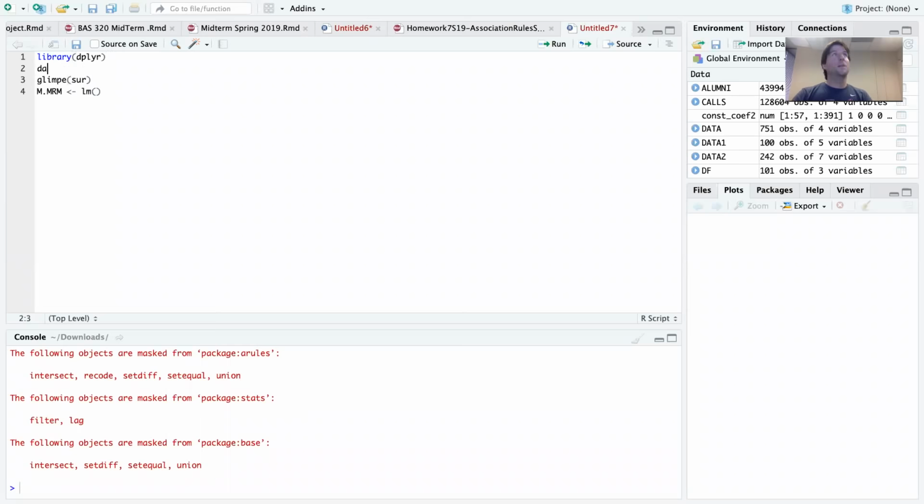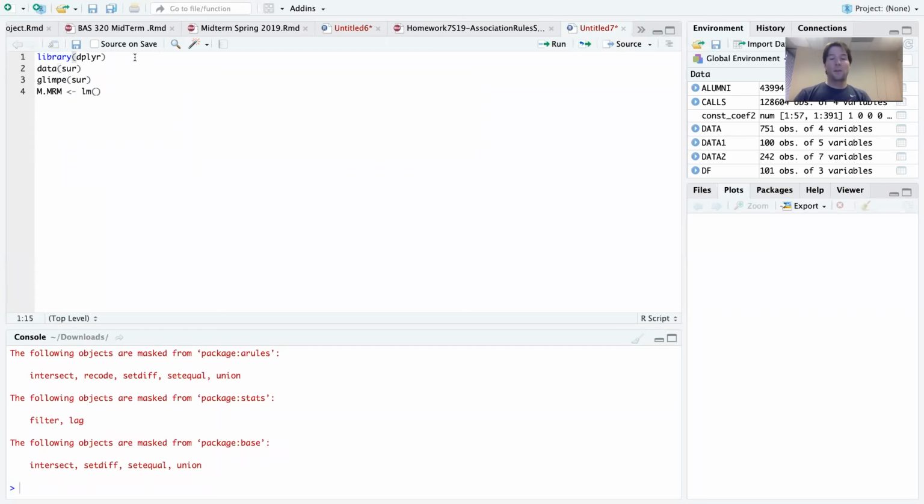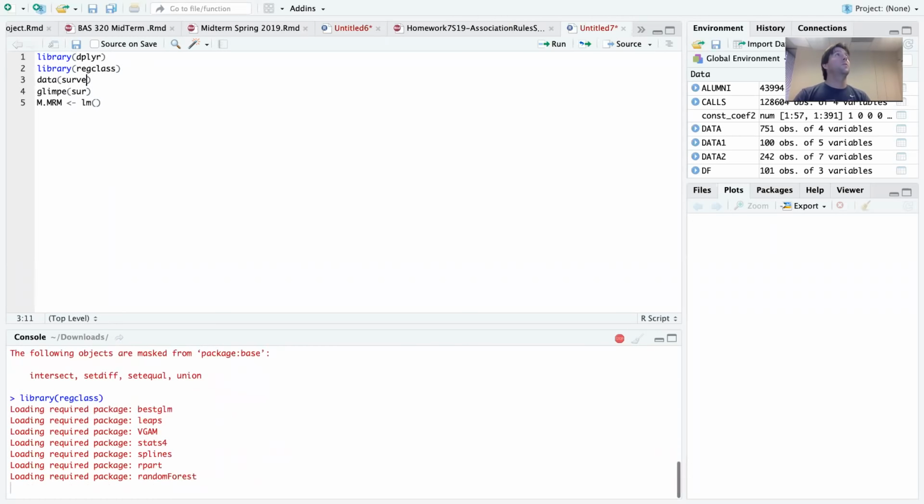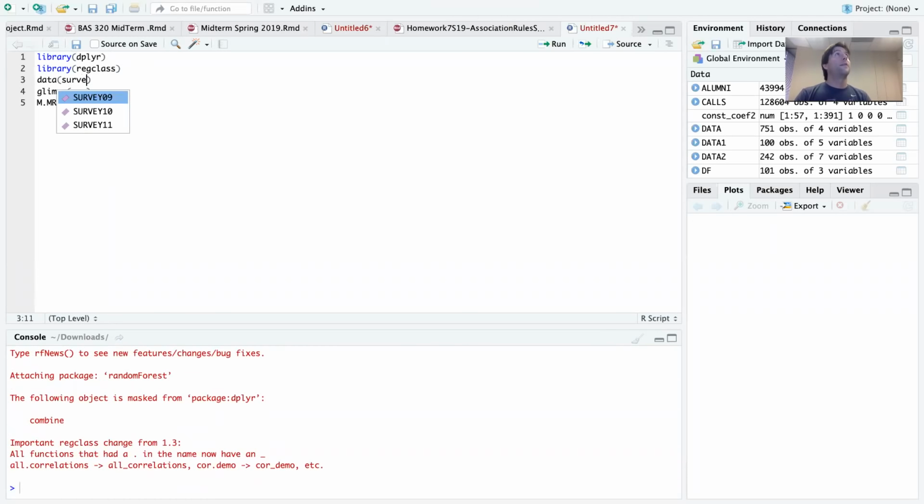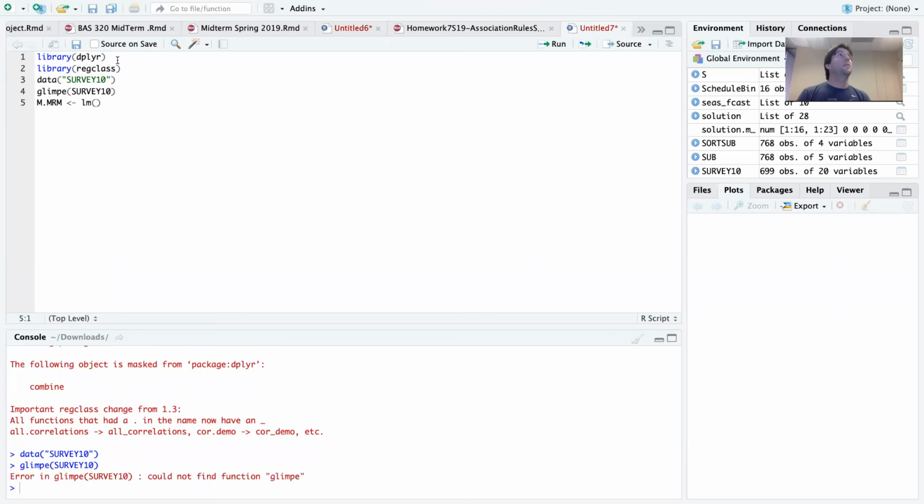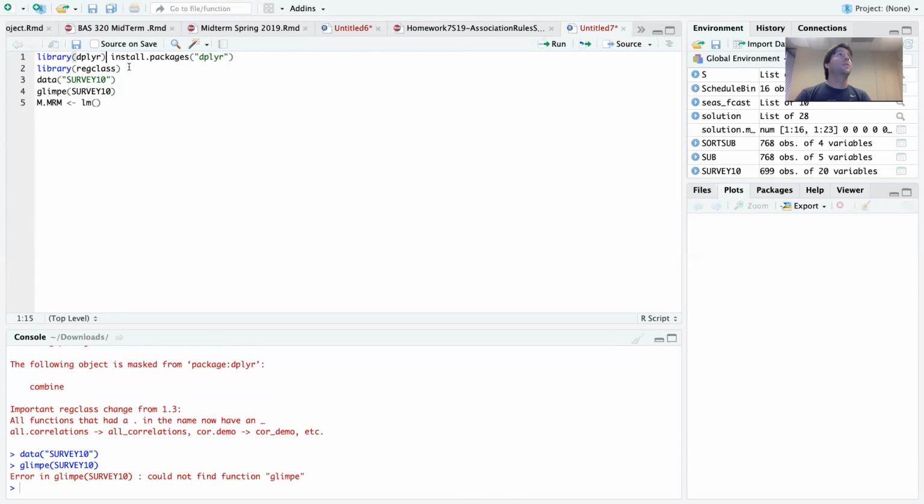So let's go to data survey 10. I might not even have regclass on. Let's find out. I don't have regclass on. It's kind of good. Okay, library, regclass. Regclass is now on. Survey 10 will be available once regclass loads in here. So data survey 10, I love survey 10. And what we're gonna do is grab, so let's put a hashtag. Let's do install.packages dplyr. I'm gonna post this afterwards and this video will be posted.